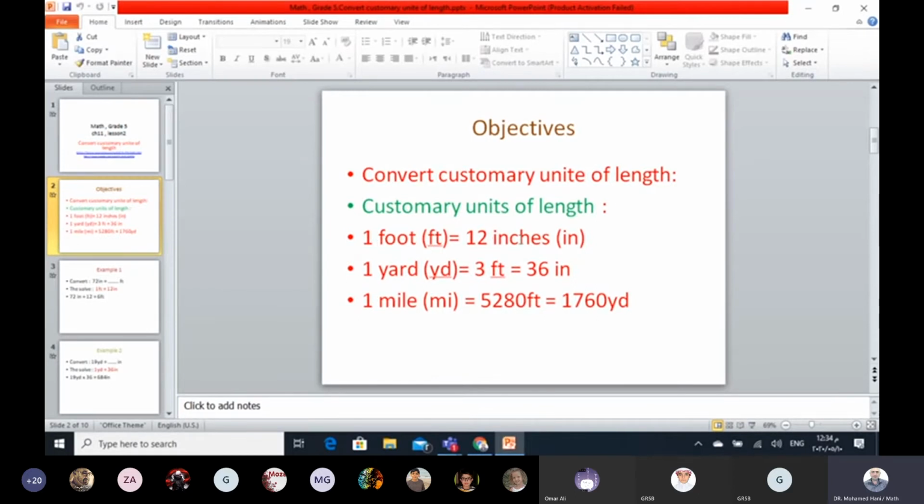So here 1 foot equals 12 inches means the foot is greater than the inch, because 1 foot equals 12 inches. So when I want to convert from the foot to the inches, I can multiply. The opposite, when I want to convert from inch to feet, here from a small unit to a big unit, here divide.